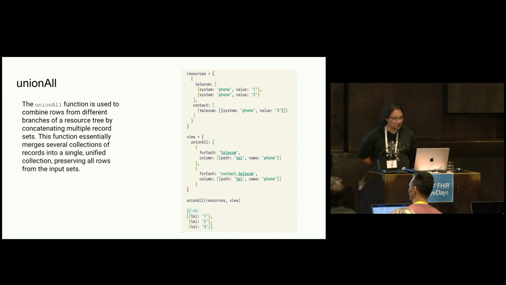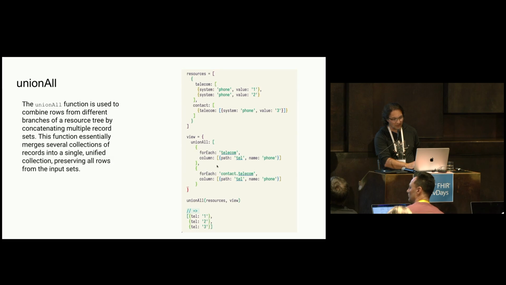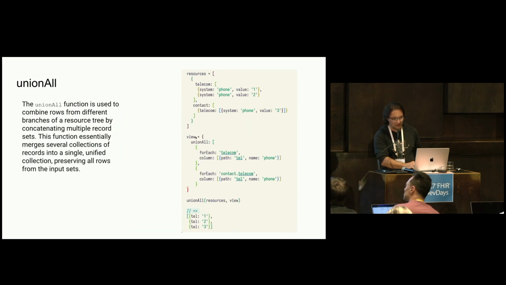Okay, so union all. Let's say you may have the same information on different branches of a resource. But the semantic of this function is quite simple. It just concatenates collections. It's getting two or more collections and just concatenates them. So in union all, every parameter returns rows, and we just concatenate them.